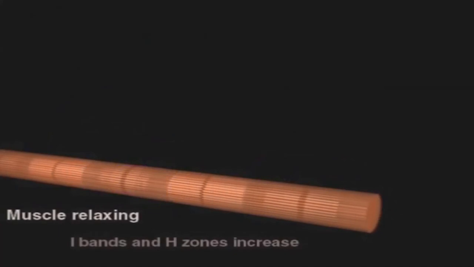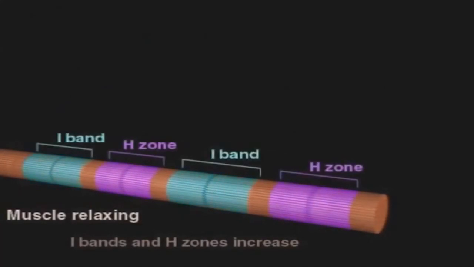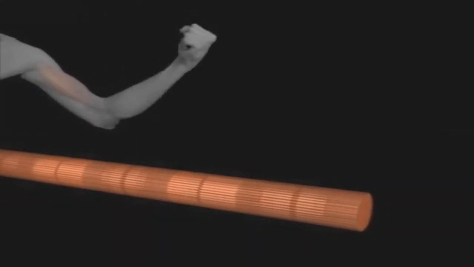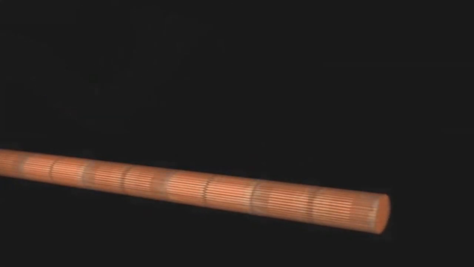This is muscle relaxation now. The I band and H zones are moving away from each other. Now next, we will see how the actin and myosin filaments play an important role in this. That is, in between this I band and H zone, there are actin and myosin protein filaments, and how they take part in the contraction process.